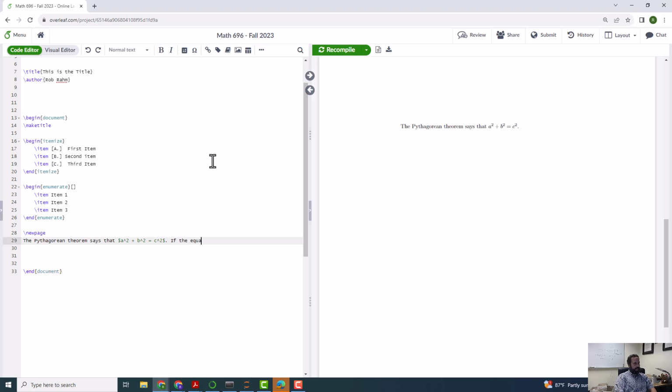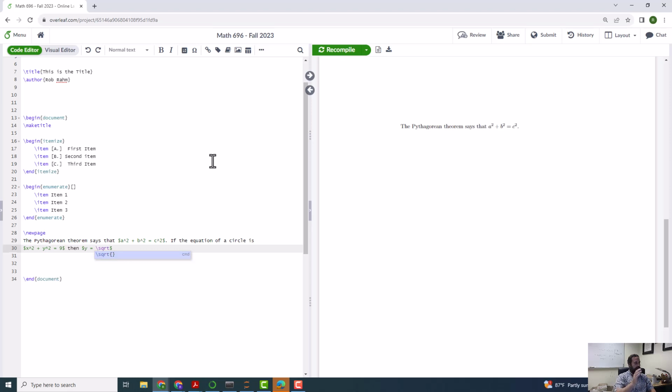If the equation of a circle is x squared plus y squared is equal to 9, then let's solve this for y in terms of x. So what is y going to be? y is going to be plus or minus the square root of 9 minus x squared. So this is going to be very simple. The square root part, I'll do that first and then do the plus or minus.